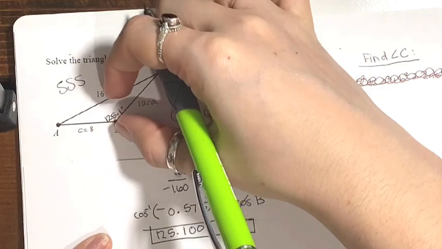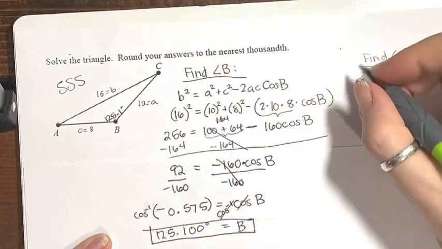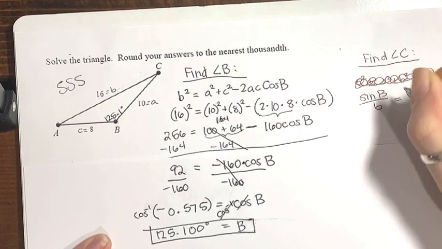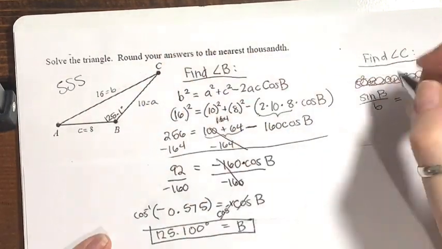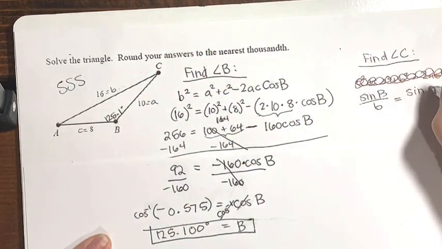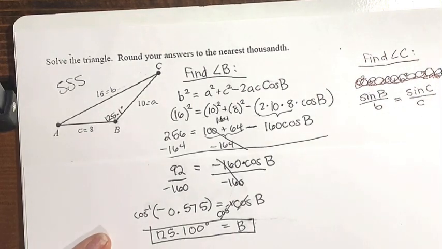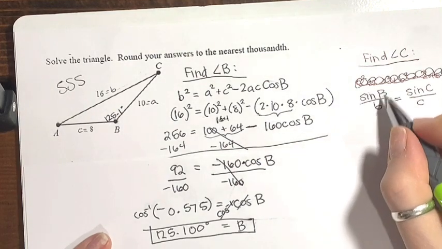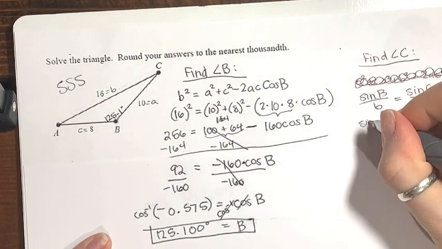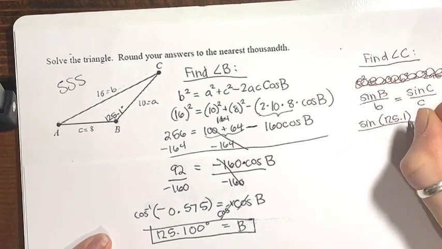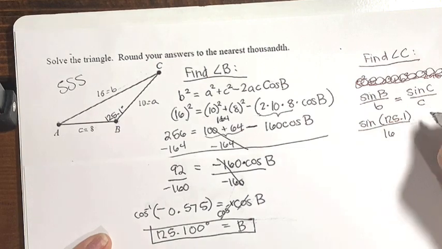So we're going to take the pair that we know, which is the b's on this one. We're going to do sine of angle B over its side, set it equal to the pair we're trying to find, which is the c's. And again, you could do law of cosines, it just will be more work on your part. So let's not do that. Let's do law of sines. So let's plug the b's in that we know. We're going to have sine of that 125.1 that we just found over its side 16.